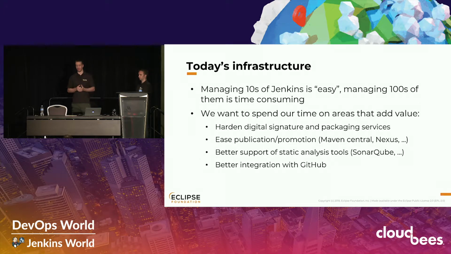And so it became apparent that managing tens of Jenkins is quite easy. Hundreds of Jenkins becomes quite cumbersome and time-consuming. And we would rather spend our time to improve and add value to the services that we offer for our projects. For example, we want to improve digital signature and packaging services. We want to make it easier to deploy to Maven Central or our own Nexus server. We also want to provide additional services like static analysis tools, SonarQube, and similar things. And we also want to improve our integration with GitHub.